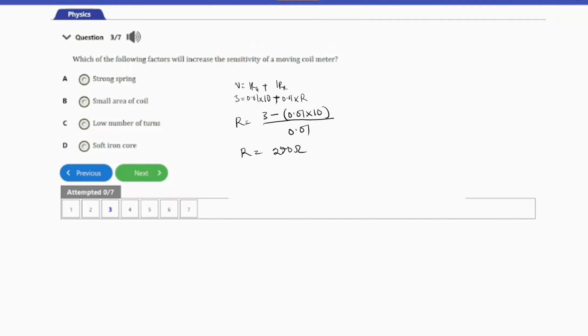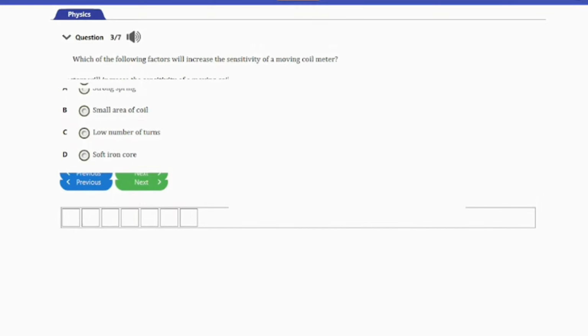It says, which of the following factors will increase the sensitivity of a moving coil meter? A, strong spring, B, small area of coil, C, low number of turns, D, soft iron core. The answer to this question is option D, and that's soft iron core. That's it for this question. Let's go ahead and consider the next question.